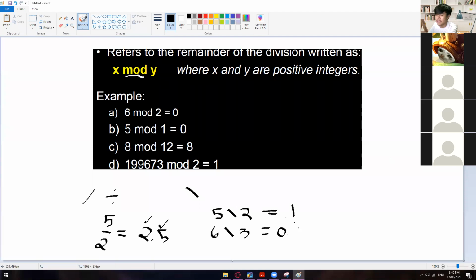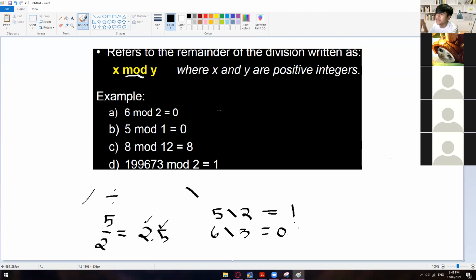Equal to 8. And another thing here is if we have an odd number, no matter how big it is, as long as you divide it by 2, it will always give you a remainder of 1. Try to divide this one. This will give you a remainder of 1. So were you guys able to understand how modulus works? Yes, sir.